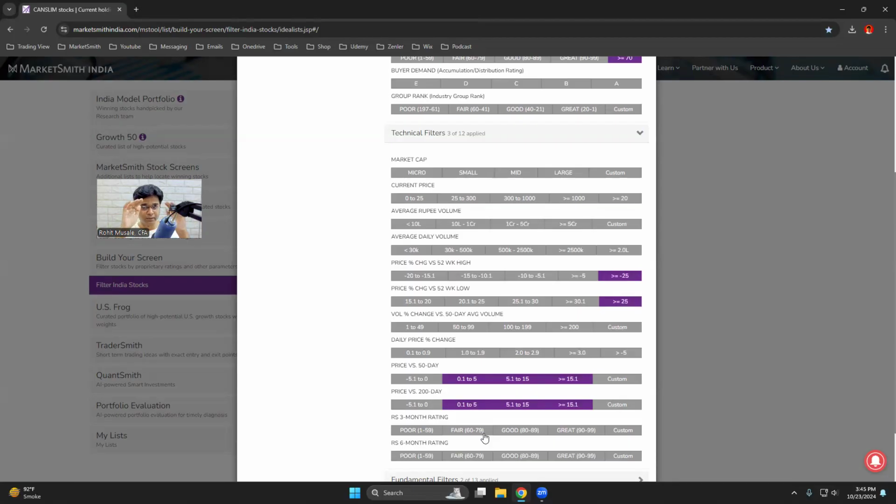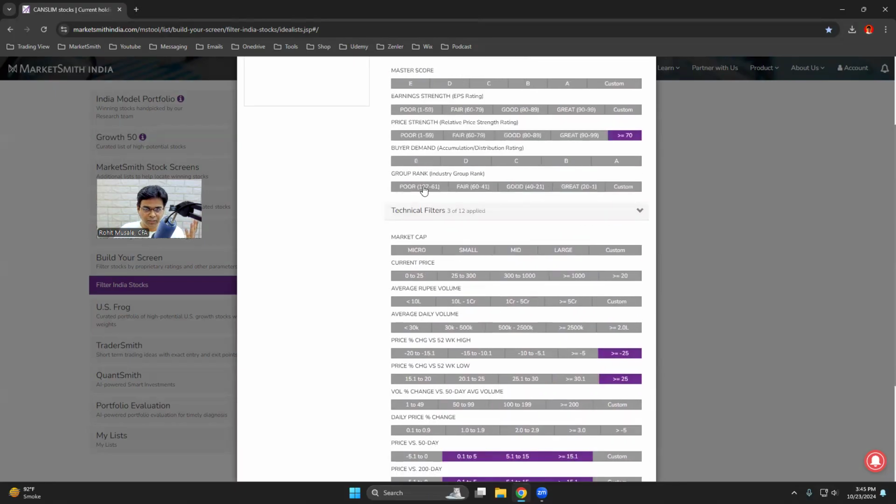Now, this is a very broad criteria, as you can see, because it could contain penny stocks, stocks with low volume, stocks with low rupee volume, stocks in poor industries, stocks which have low or no institutional demand. It's a very broad filter that I have created, because as the week progresses, some of these ratings can change. So I want to observe these stocks during the week.